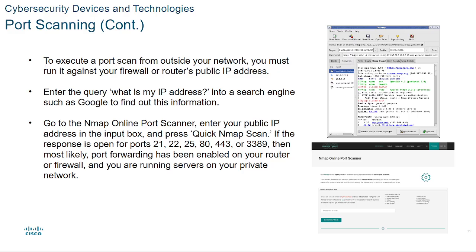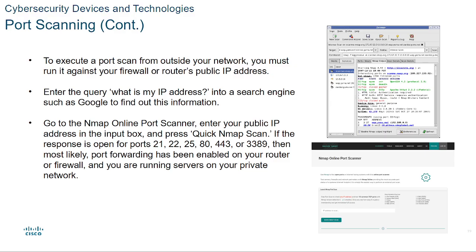To execute a port scan from outside your network, you must run it against your firewall or router's public IP address. So when you open Zenmap, this is exactly how it looks. All right. So you enter the query, what is my IP address? You can also do another method, right, by searching on Google, what is my IP address? And you're going to see a website that can help you scan with Nmap. So it's an Nmap online scanner. Once you go to the Nmap online port scanner, you enter your IP address there, or your public IP address.